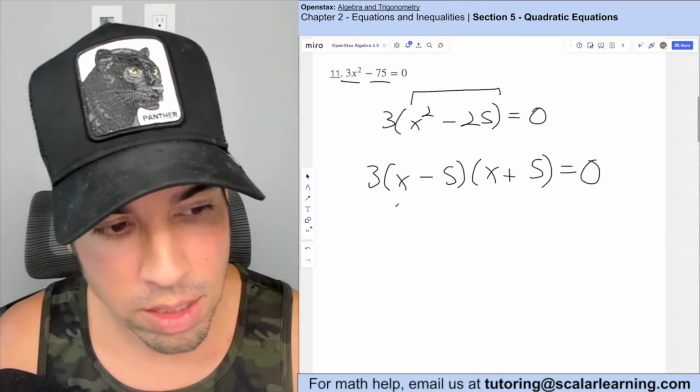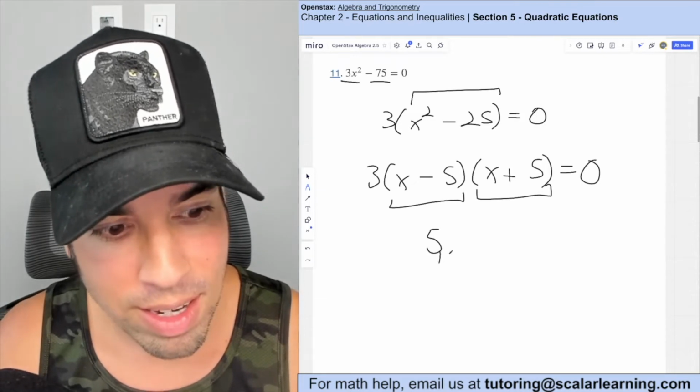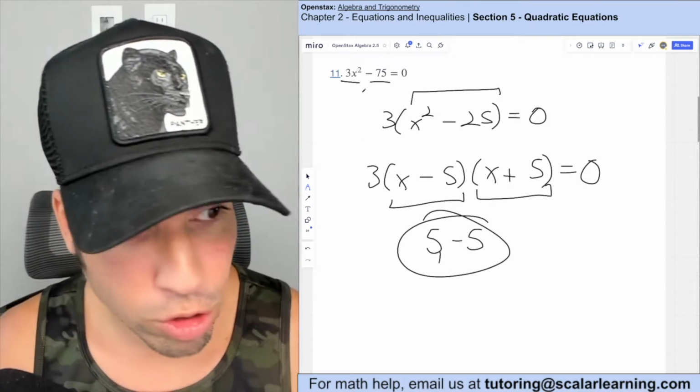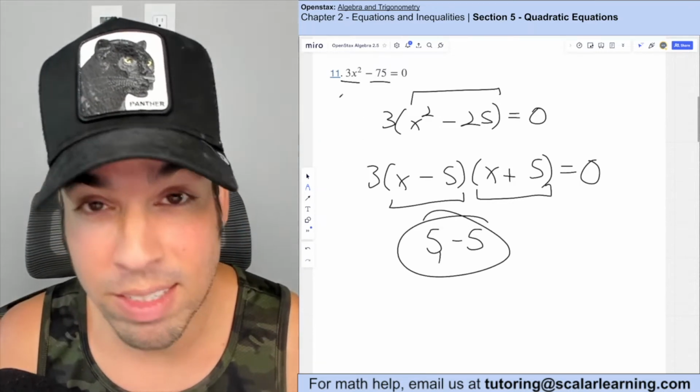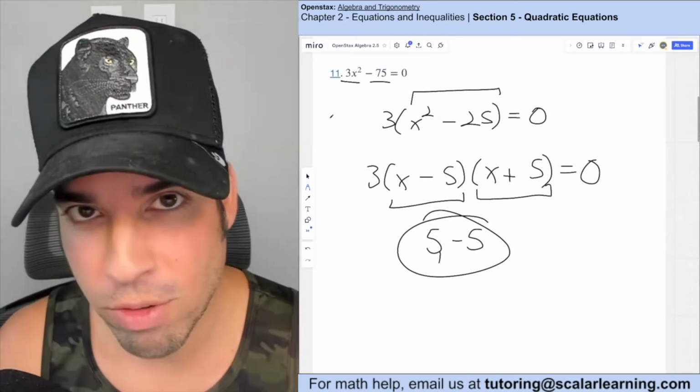Okay, now we've got a simple task. What makes this go to 0? Positive 5. What makes this go to 0? -5. Those are the two solutions. Done. Now, by the way, we could also solve by adding 75 to both sides, dividing by 3, and then just taking the square root. It's an alternative method, whatever you prefer.